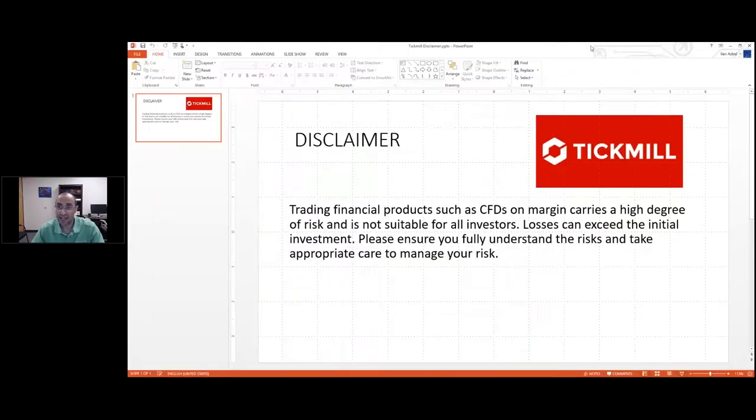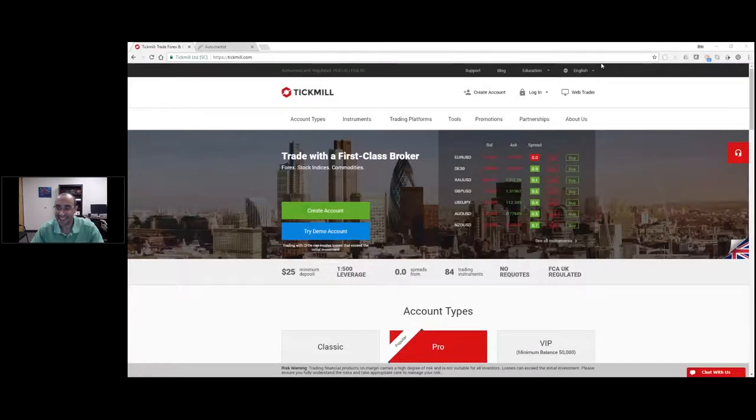Good, now that the lawyers are happy, interestingly enough, today's presentation is in fact all about risk, okay? And so that's a very, very appropriate disclaimer to read, because hopefully coming out of today's presentation, you'll learn a little bit about setting correct stop loss and take profit levels.